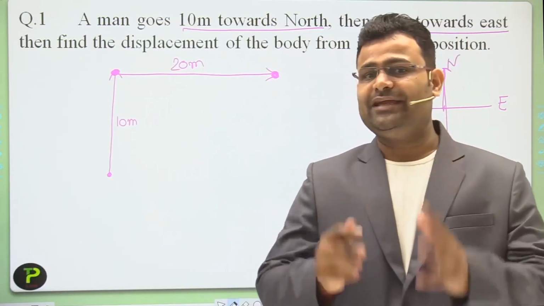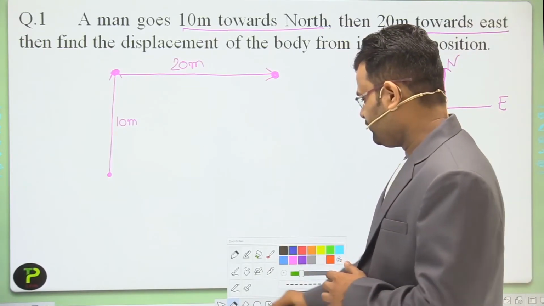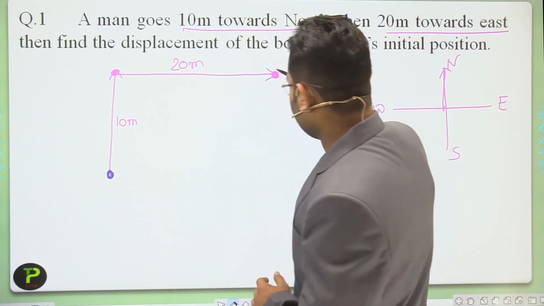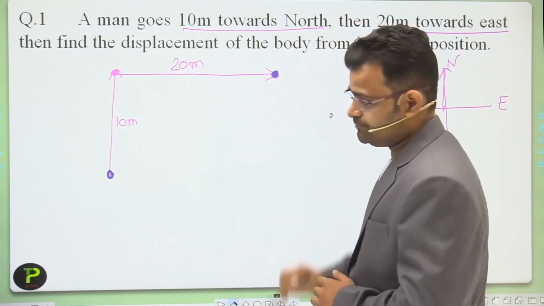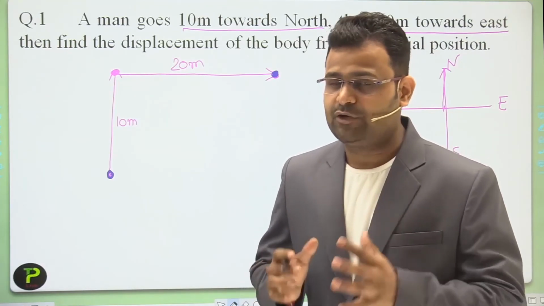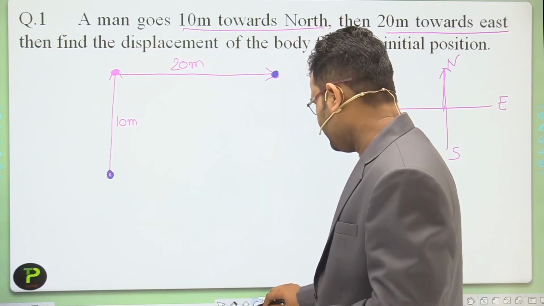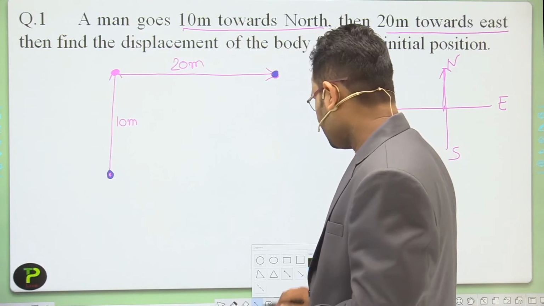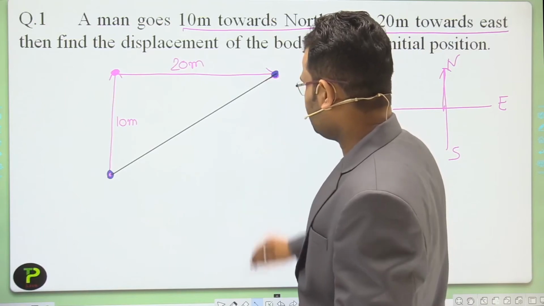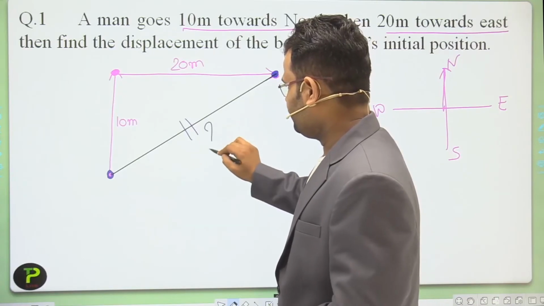So what is the meaning of displacement? Displacement means, dear students, mark the initial position and final position. That is the initial position, and that is the final position. If you want to calculate the displacement, now draw the straight line between initial and final position and calculate that. What is the value of that?